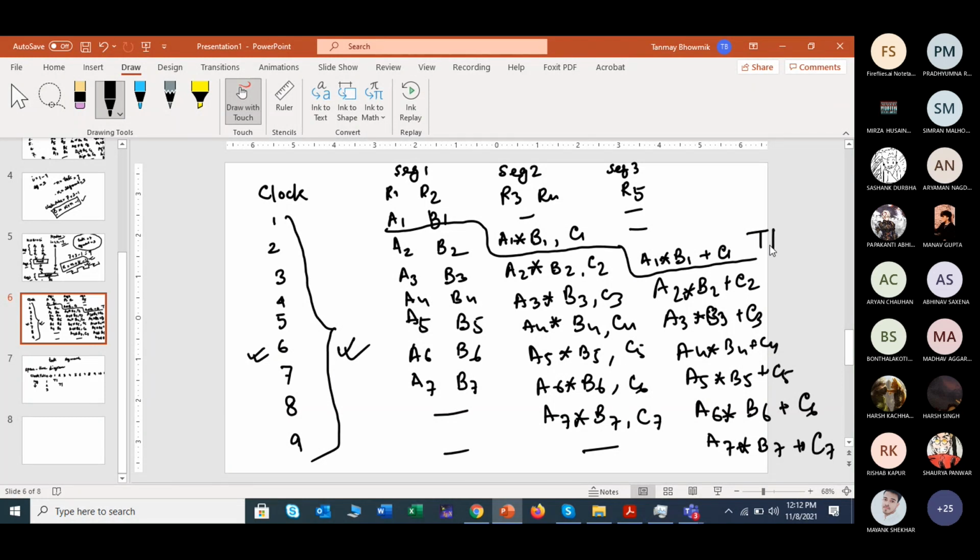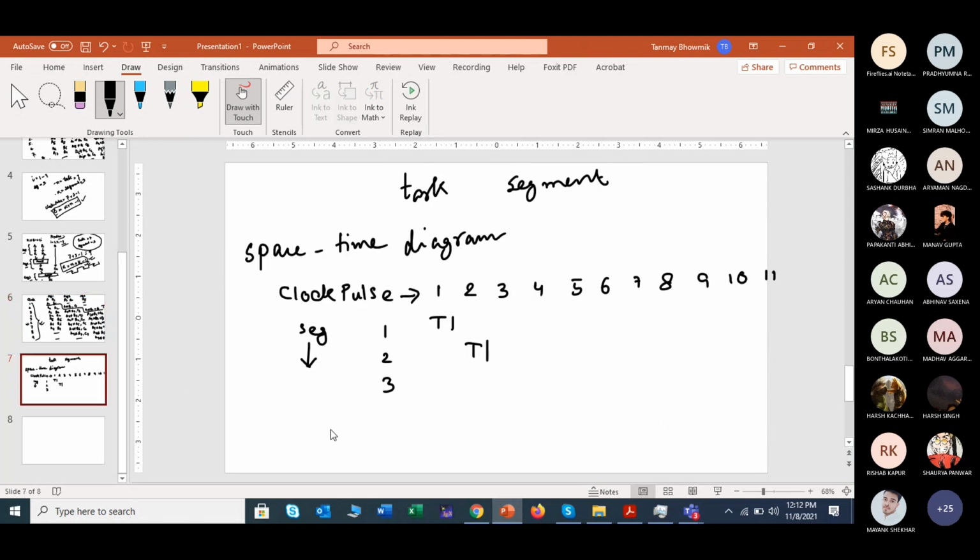We were saying that our i is varying from 1 to 7. So for i=1, you have one task. For i=2, you have one task. If you think about the whole task, it started by storing A1 and B1 into R1 and R2, then continued into R3 and R4, and finally it was completed in R5. So your task 1 is completed on segment 3 after some time. You can say first pulse, first segment; your task 1 has been started.